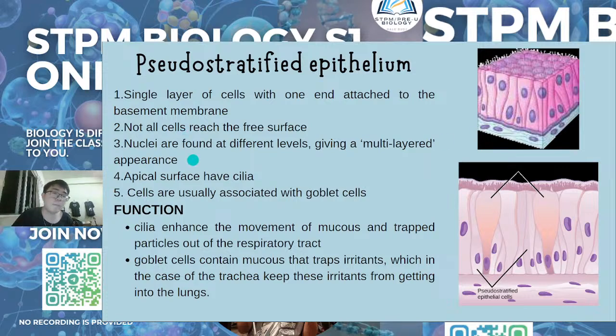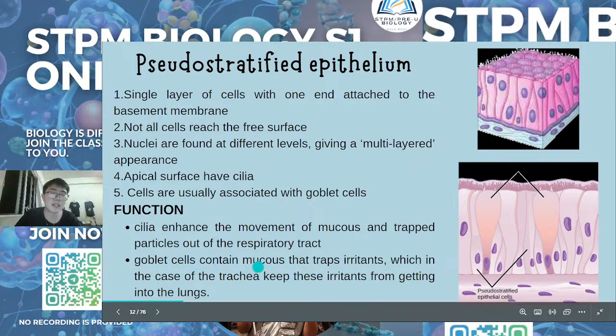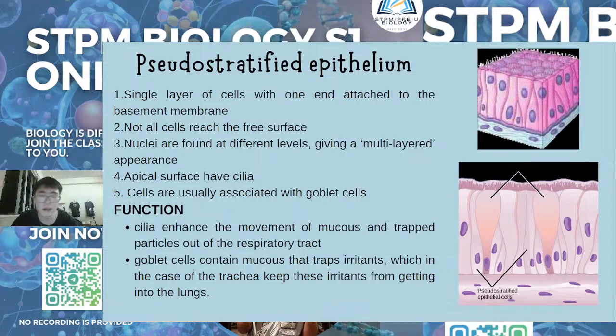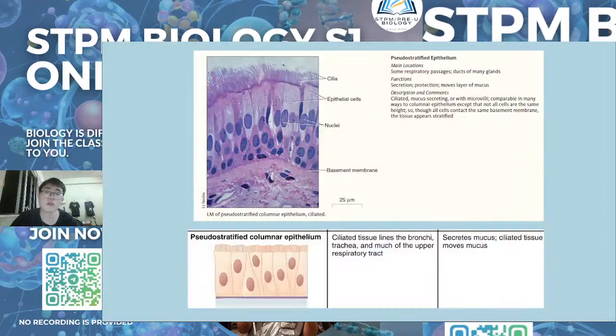And then the apical surface also has cilia, and this cell also has goblet cells. Okay, so these cells are normally found in the respiratory tract, and the goblet cells contain mucus that traps irritants, in the case of the trachea. So normally the function is the same as the columnar. Okay, so this is the structure under the light microscope that you can see.